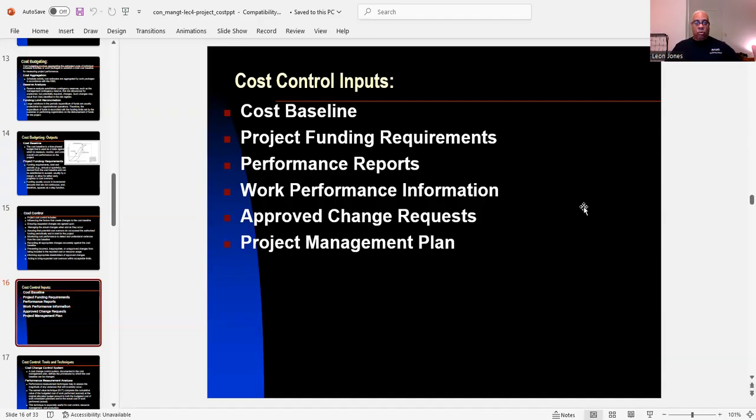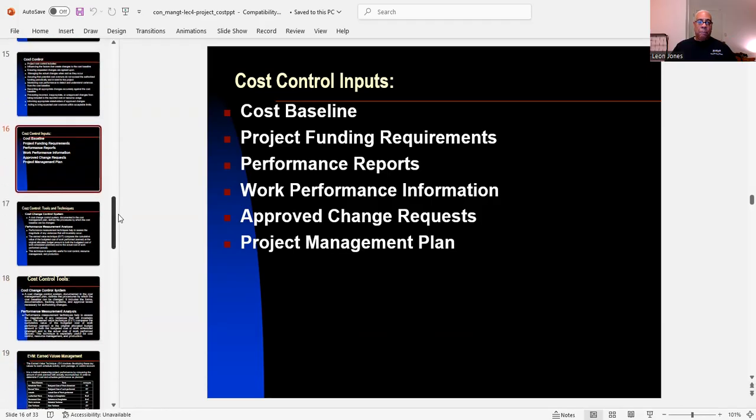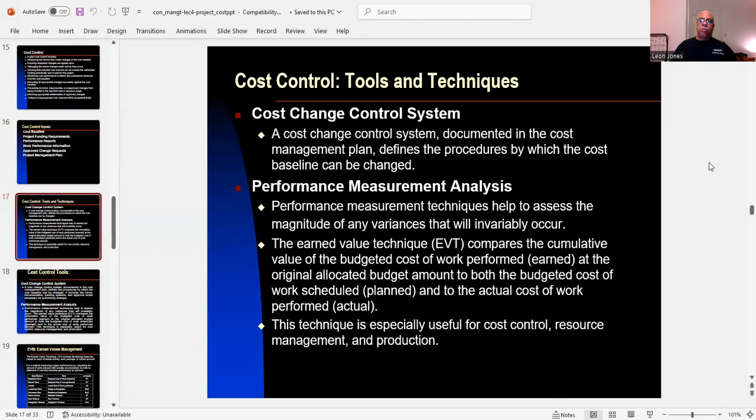Now, cost control inputs. There's the cost baseline, the project funding requirements, performance reports, work performance information, approved change requests, and the project management plan. Then with cost control, we get into tools and techniques. So we have the cost change control system. A cost change control system is documented in the cost management plan, and it defines the procedures by which the cost baseline can be changed.